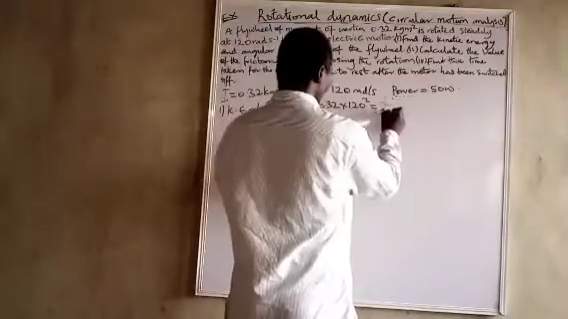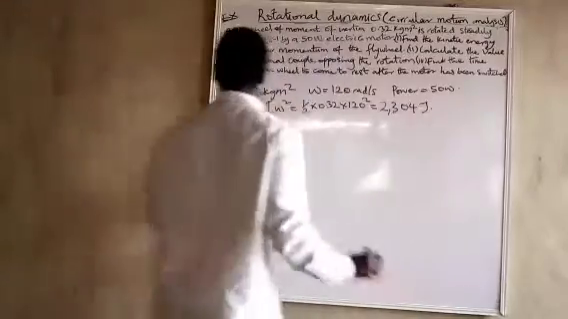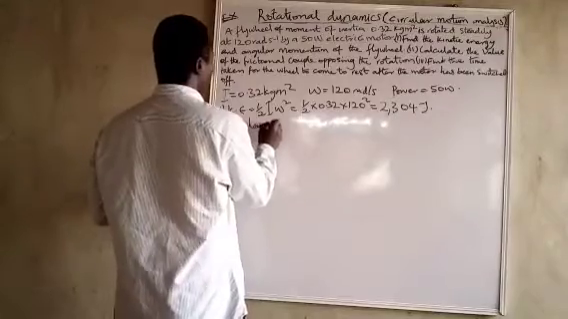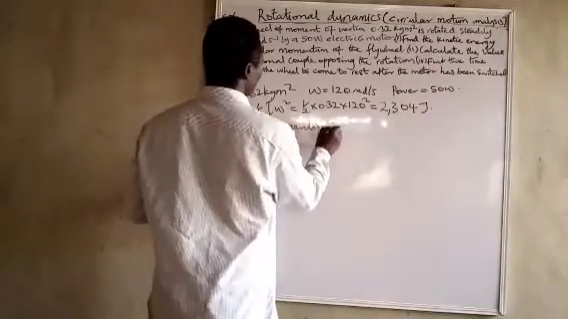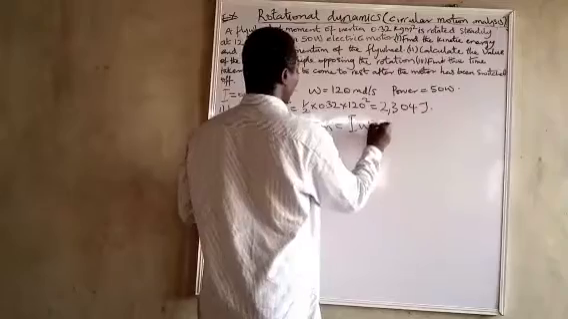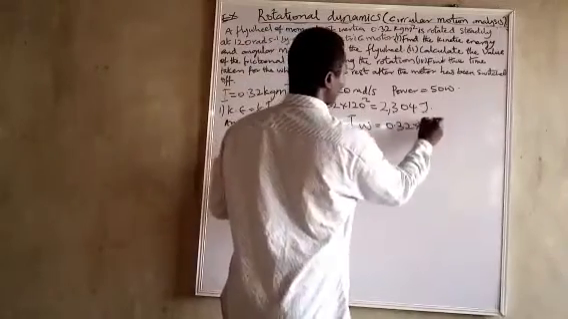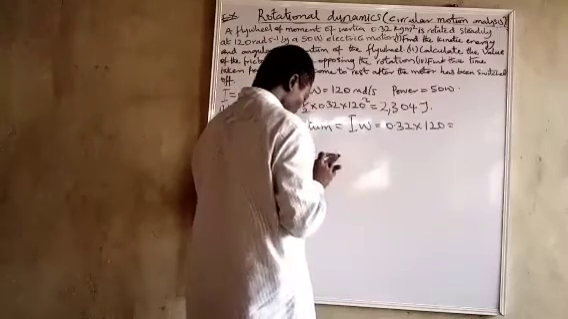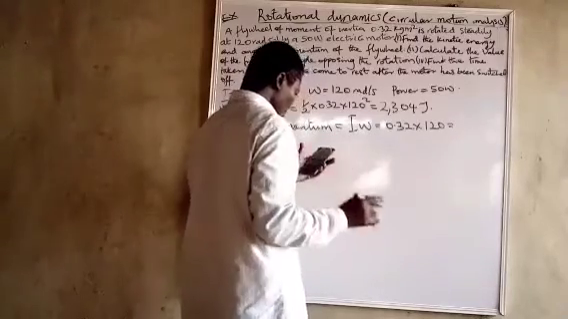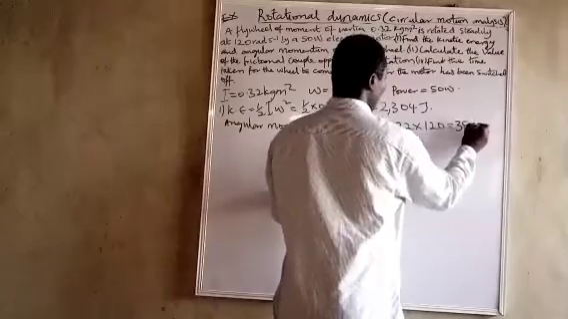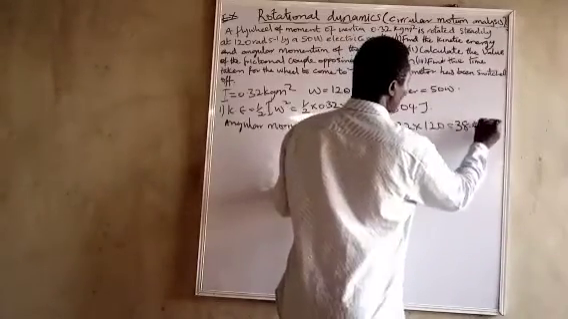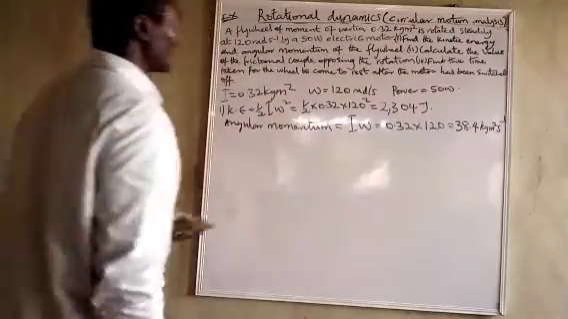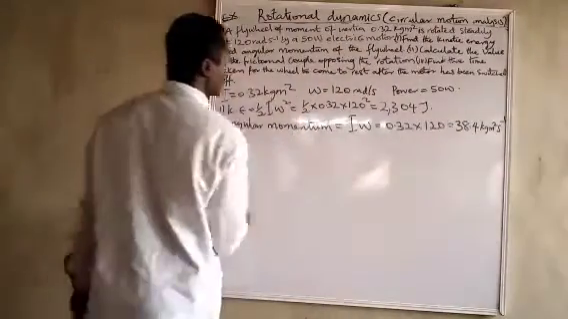And that is 2,304 joules. Now we have to find the angular momentum as well. Angular momentum is I omega, and that is 0.32 times 120, and that is 38.4 kilogram meter squared per second. Now the second portion said calculate the value of the frictional couple opposing the rotation.